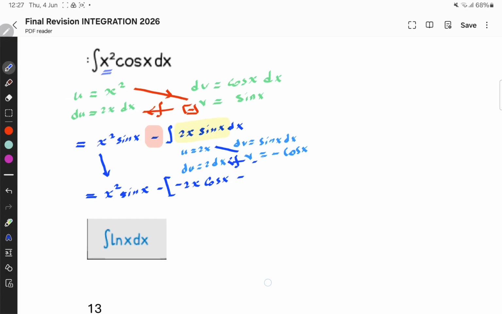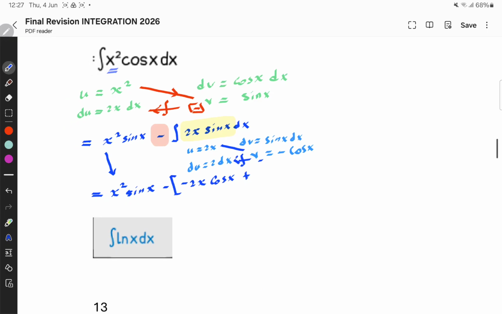So it will be minus times minus, it will be positive, integral of 2 cosine x with respect to dx, all of that with respect to dx. Now we simplify more. X squared times sine x, minus times minus, it will be positive 2x cosine x, minus times positive, it will be negative integral of 2 cosine, it will be 2 sine x, all of that plus c, and that is the final answer.